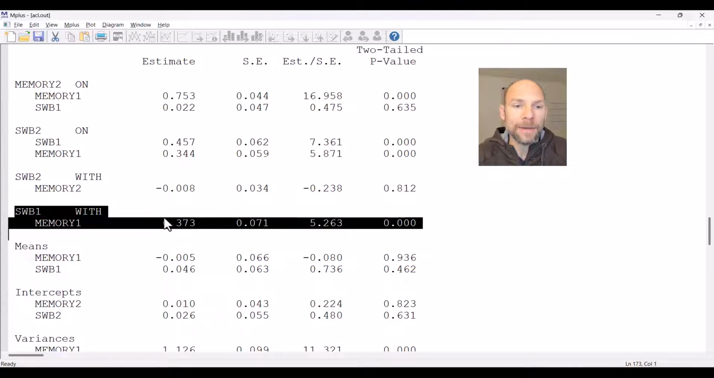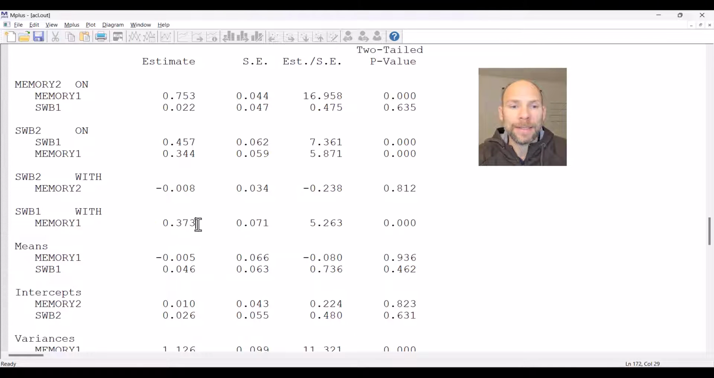So there is a moderate sized and statistically significant positive correlation between the subjective well-being scores at time 1 and memory performance at time 1. Now here from this coefficient you can't really see that it's a moderate size association because this is a covariance, but later on when we look at the correlation we will see that.